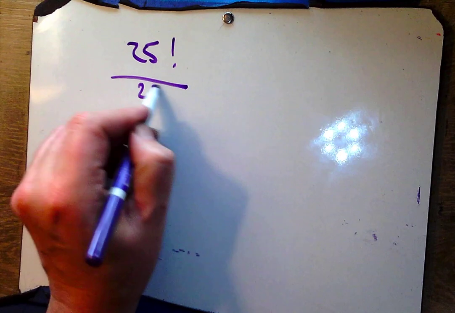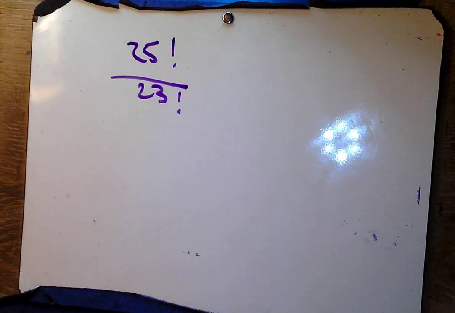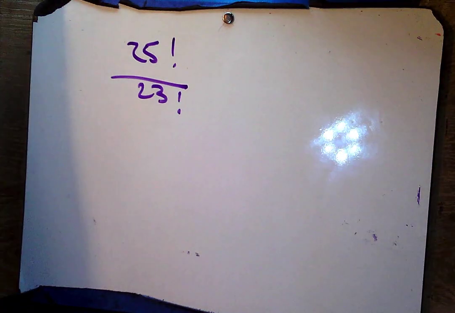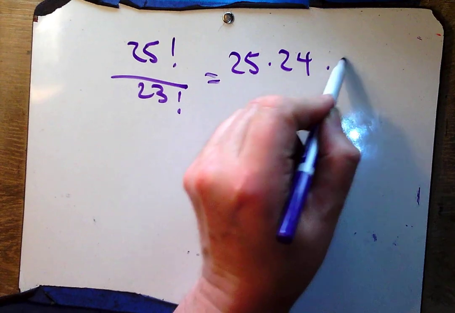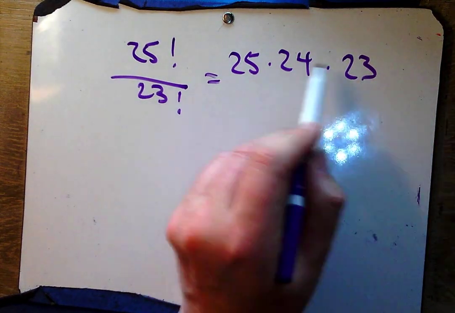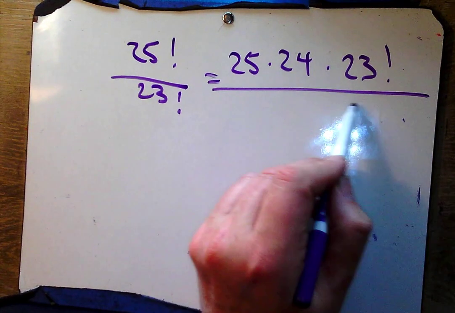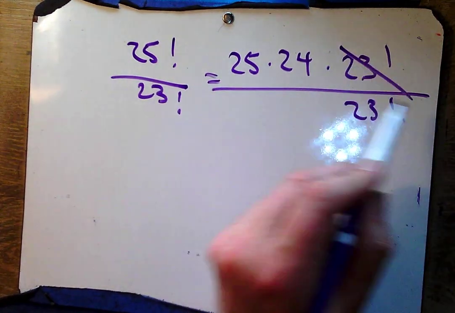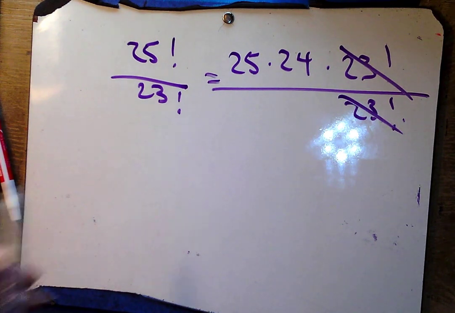Okay, will you do this one? 25 factorial over 23 factorial. 25 times 24 times 23 factorial, because this is going to continue. And on the bottom, 23 factorial. So all I have to do is multiply those two numbers together. 25 times 24, and I'm going to get 600.